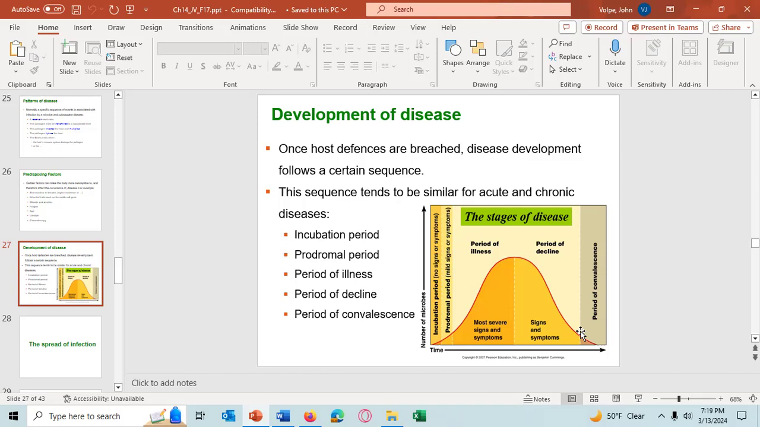Now, not every disease has every period of illness. For example, the flu may not have the prodromal period. HIV might not have the period of decline or the period of convalescence. Any disease-causing organism, if it kills the patient, there is no period of decline or period of convalescence.